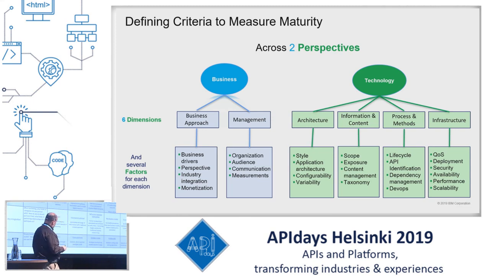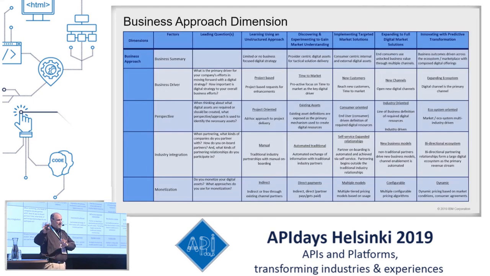So I realize this is an eye chart, and the slides have already been given to the conference, and you can download them. But I just want to read across here, so I'll point. Here's the dimension. This is one dimension, the business approach dimension. And then here are our wonderful titles: learning using an unstructured approach, discovering and experimenting, blah, blah, blah, all the way across the five different levels. So then we thought about some questions that we would ask ourselves to determine what does a business act like at these particular levels of maturity.